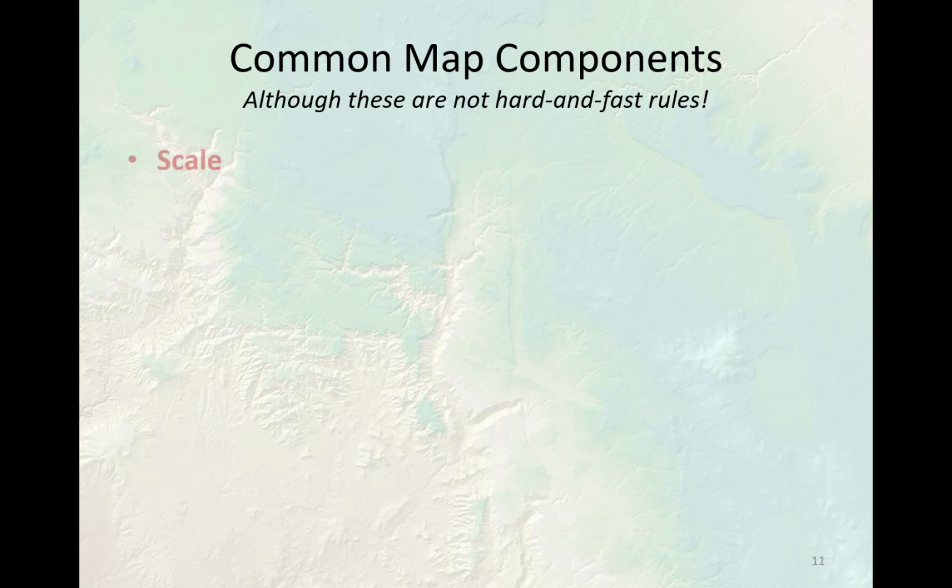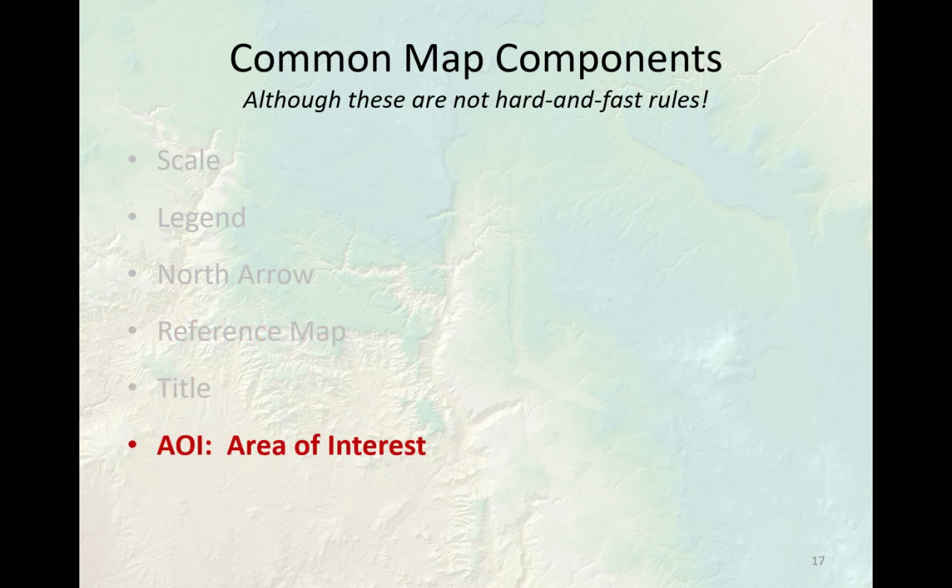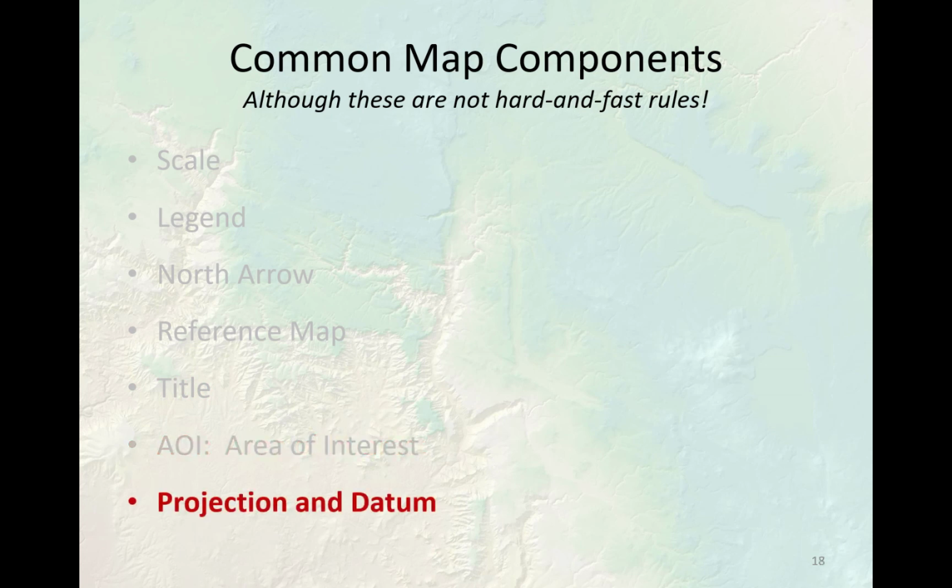Now here we're going to look at scale, legends, north arrows, reference maps, and titles, which are good on a map. We'll look at an area of interest, which is how to steer your viewer to look at the region that you really want them to see. You often want to put projection and datum information on a map. Grids and graticules are just ways of adding reference lines to a map.